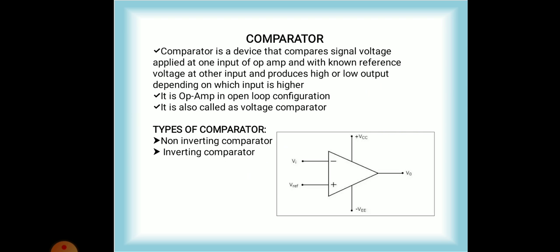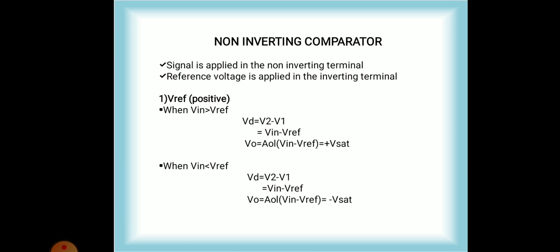Comparator is an operational amplifier in open loop configuration. Comparator is also called as voltage comparator as it compares the input voltages and produces the output. There are two types of comparators. They are non-inverting comparator and inverting comparator. Let's see about non-inverting comparator.